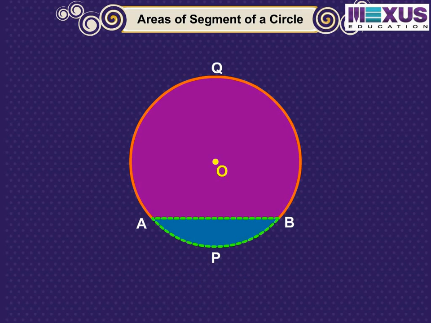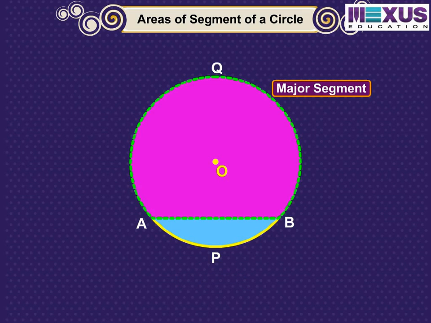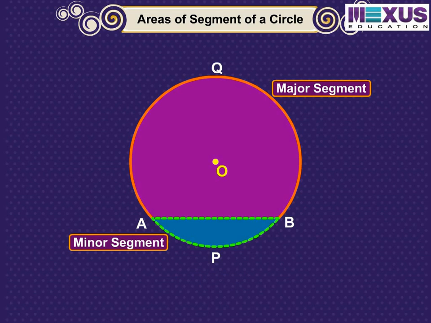There are two types of segments, that are major segment and minor segment. In the figure, you can see that the shaded portion APB is the minor segment and the other segment AQB is the major segment, made by the same chord AB.